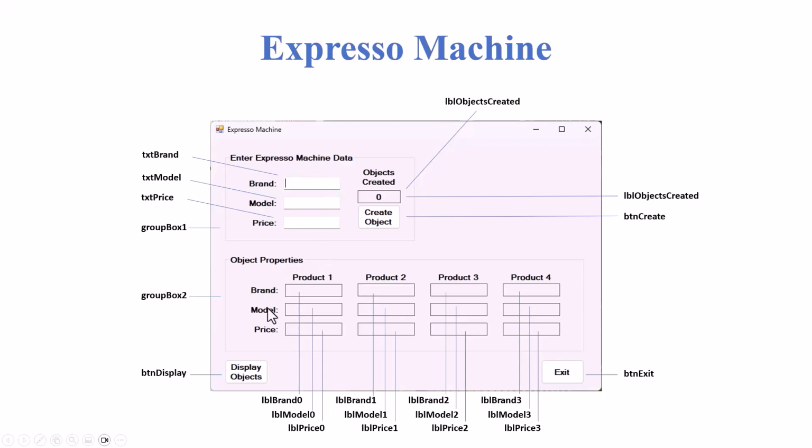In here we're going to have the brand, model, and price of each object in the array. Product 1, 2, 3, and 4 are going to be showing here. And that'll be called LBL brand 0, LBL model 0, LBL price 0, 1, 2, and 3 as we go down the line here. And we have an exit button as well. So it's all fairly straightforward how we're actually going to do this thing.